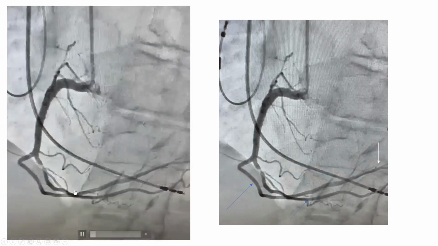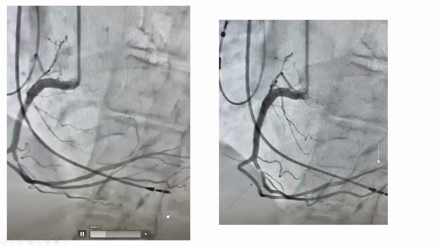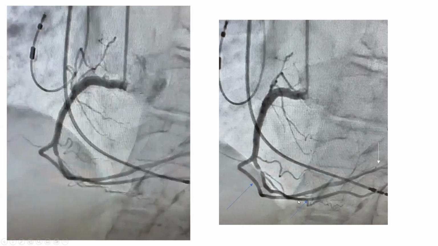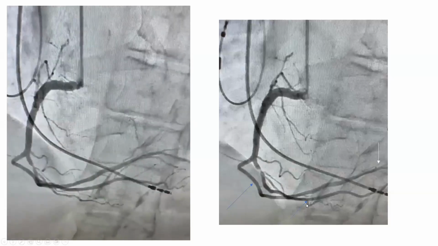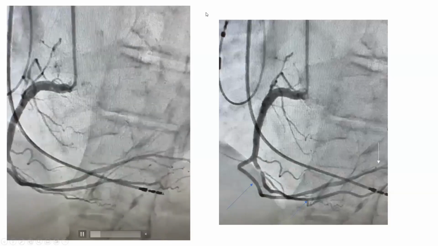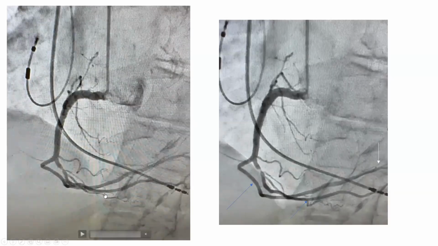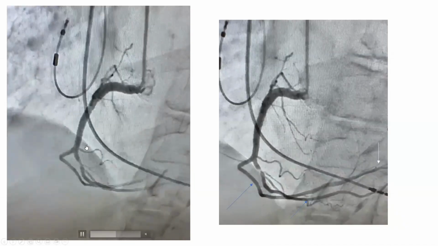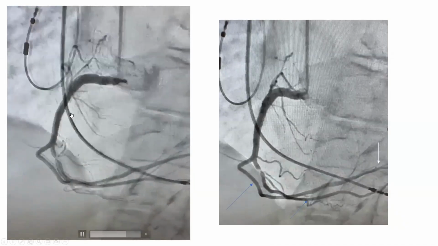You see two big branches here. So which one? Is it that one, this arrow, or that arrow? Which one is the true RCA? If you're not certain which one is the true RCA, the better view to delineate would be RAO. However, you should be able to tell on this view already. The RCA on an LAO view, it's an LAO with a little cranial.